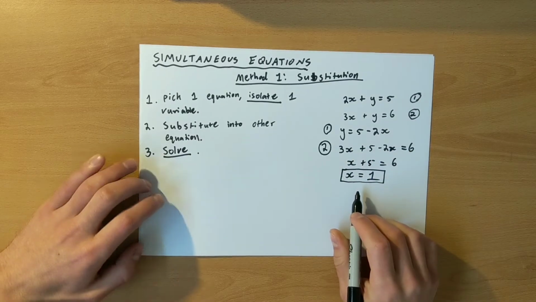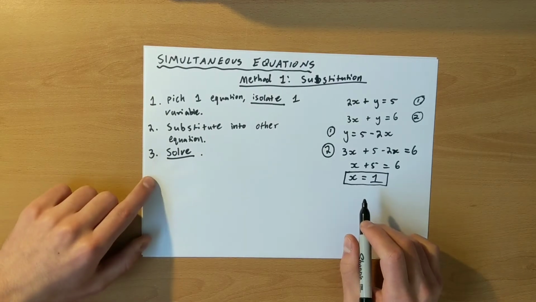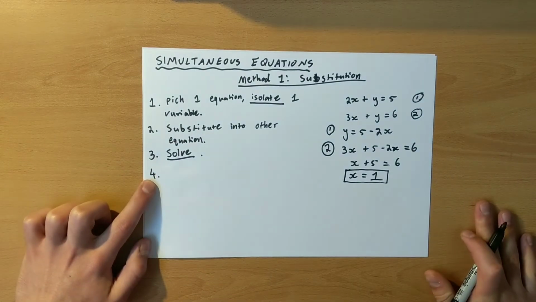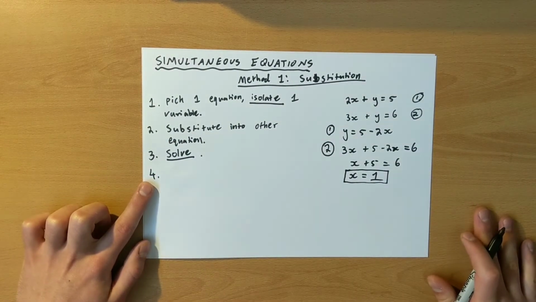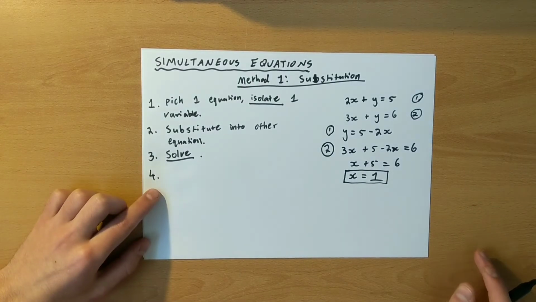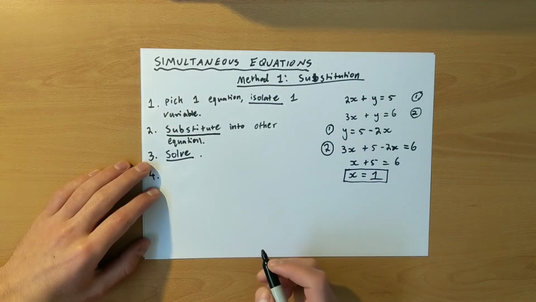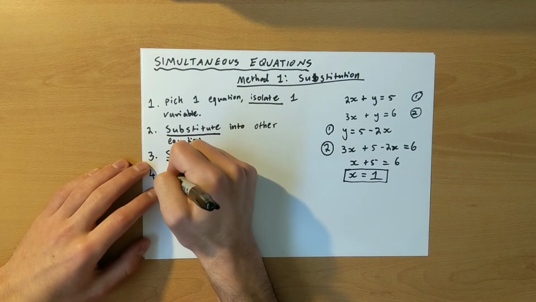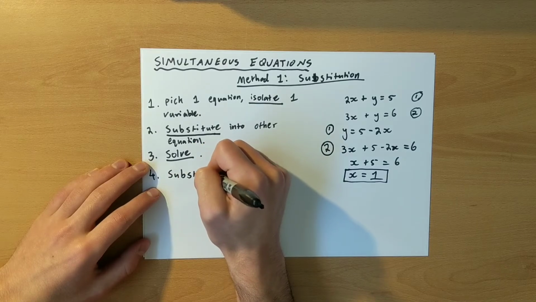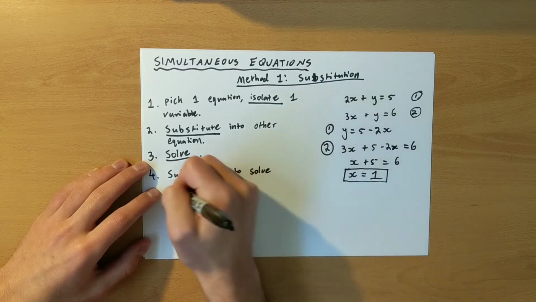So I get my first result, that x equals 1. Now I need to do the last step of this substitution method, step 4, and this last step is going to help me find y now that I have x. So what I want to do for step 4 is I want to substitute again. So there's 2 substitutions happening in this method. I want to substitute again to solve for the other variable.